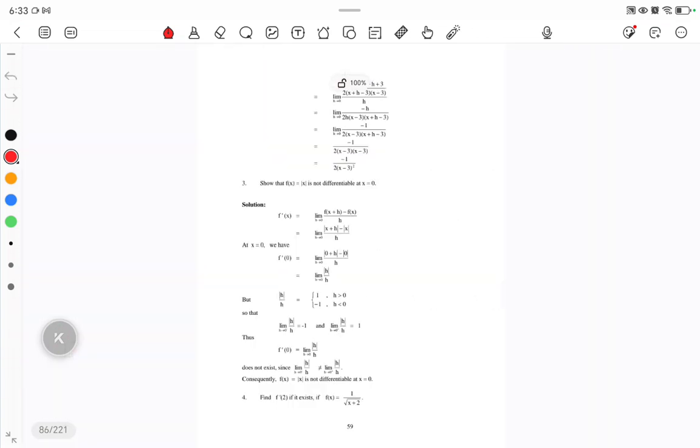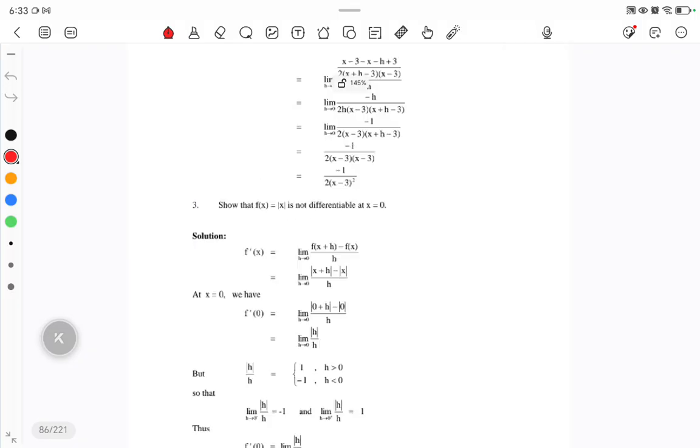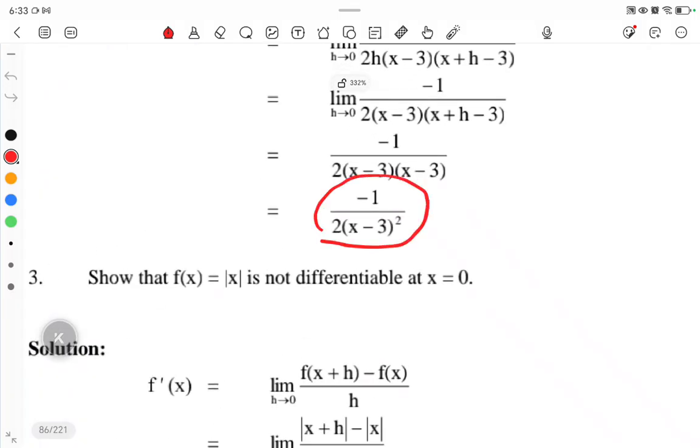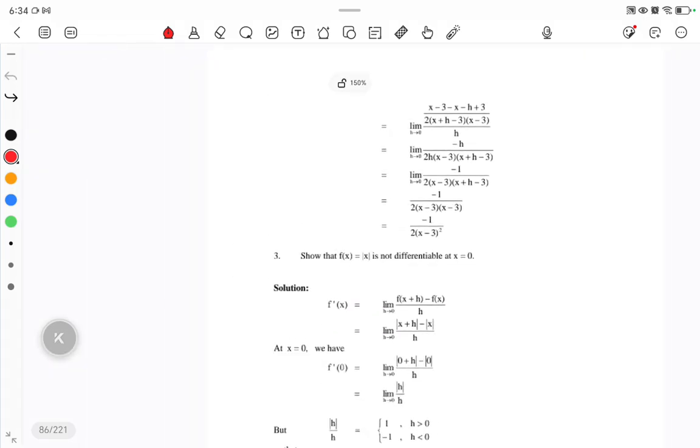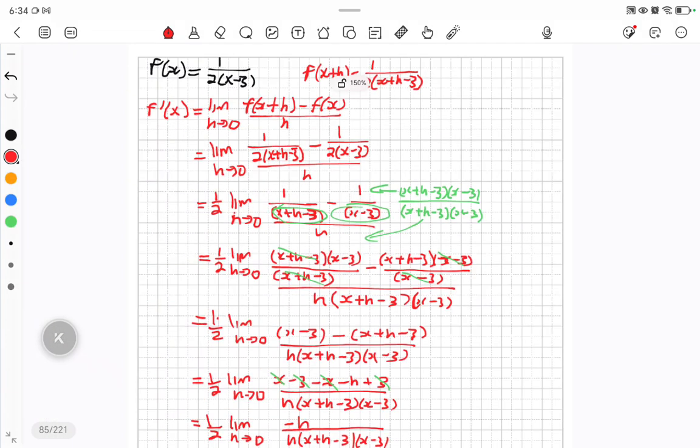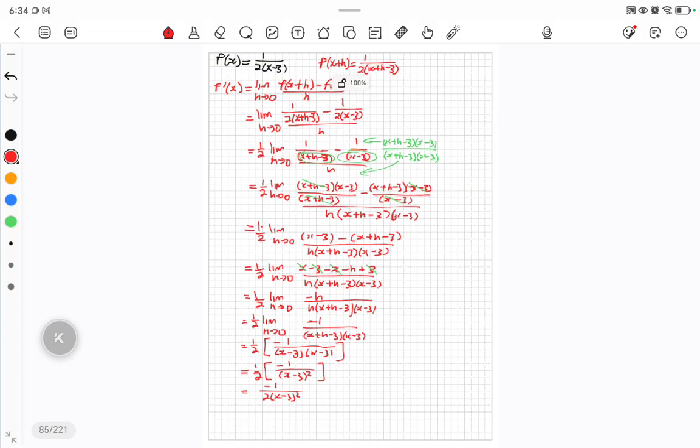So that's what they got. You see? So any question on this? Any question? Any question?